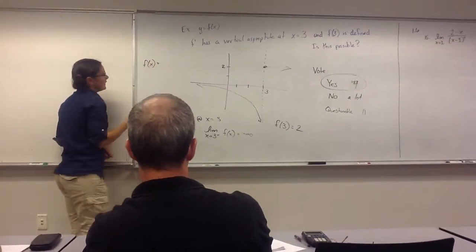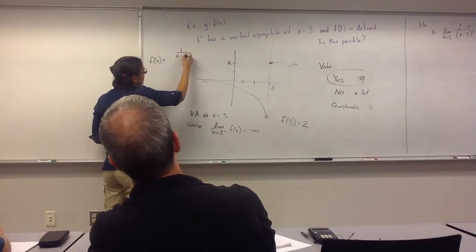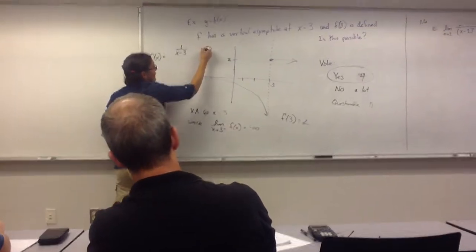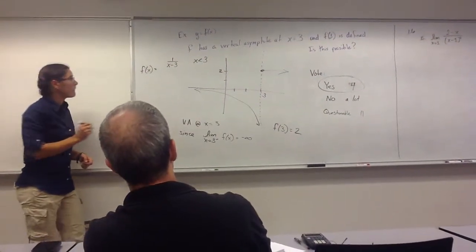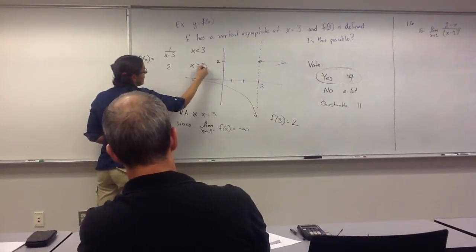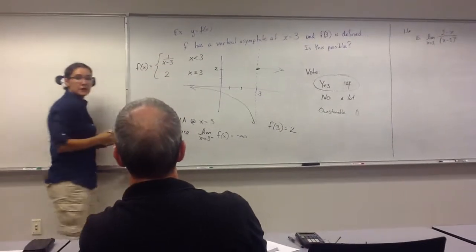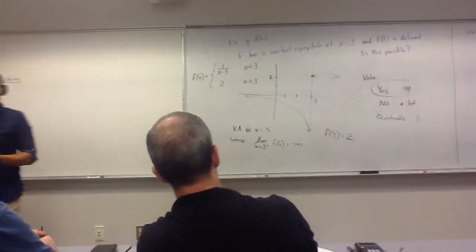f of x is equal to 1 over x minus 3 for x is strictly less than 3, and f of x is equal to 2 for x greater than or equal to 3. And so this is how we might define this particular piecewise function.